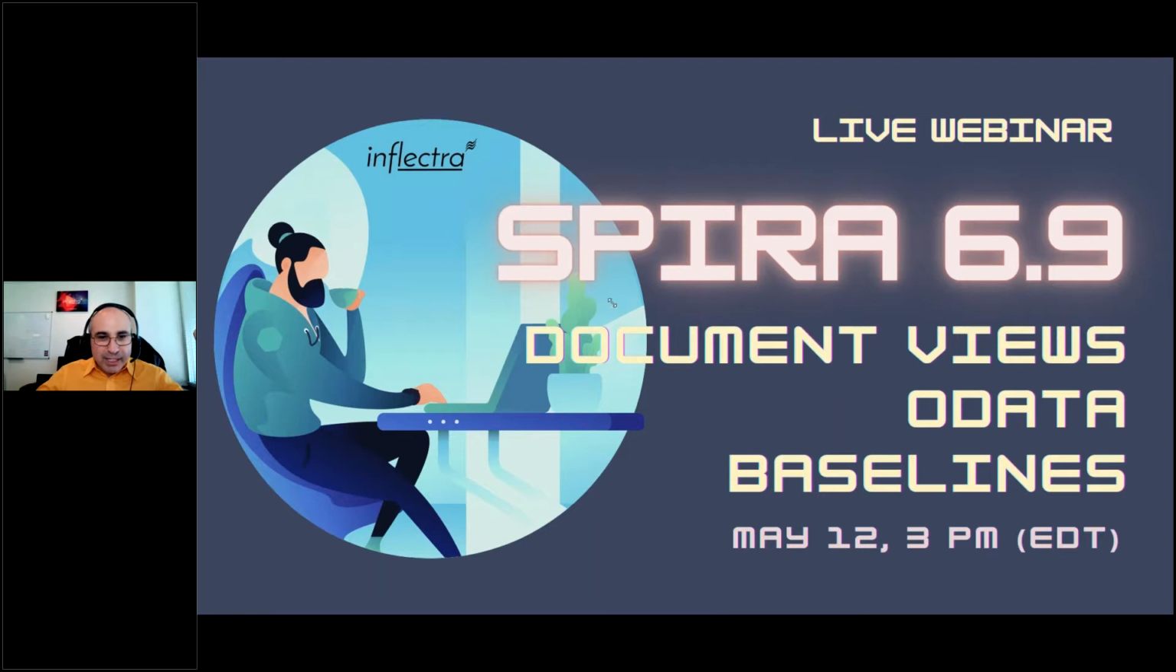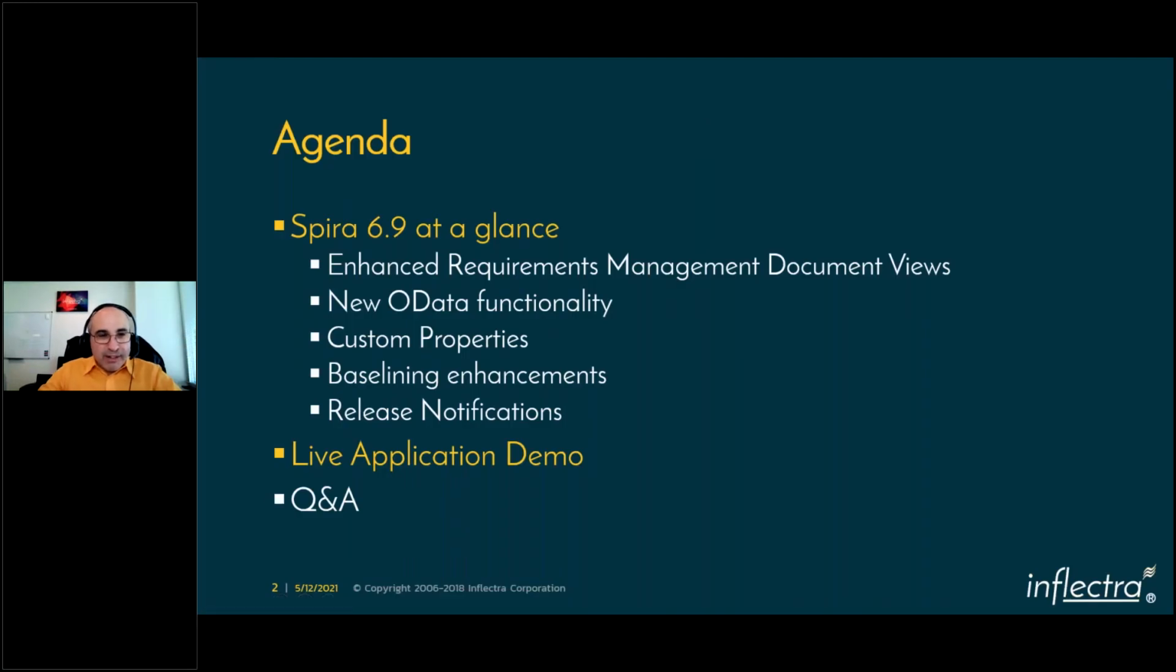Okay, so with that, let's look at what we're talking about today. We're going to be talking about Spira 6.9, and Spira 6.9, that's Spira Test, Spira Team, and Spira Plan. It was released for our cloud customers on Saturday. It was released to our download customers on Friday. So if you're a cloud customer, you most likely already have the new version. If you're a download customer, you can go to the customer area and get the new version.